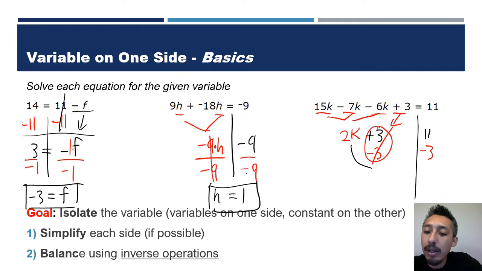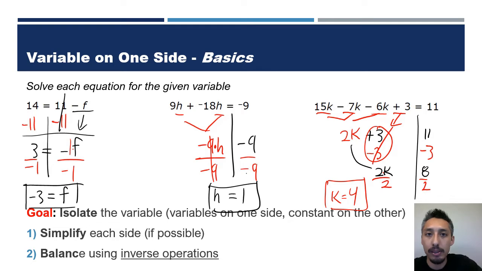Let's go ahead and bring down the 2k from the previous step. And on the right side, 11 minus 3, this is going to give us a positive 8. So we have 2k is equal to 8. And again, we're trying to get rid of that 2 because we want k by itself. This says 2 times k, so the inverse operation would be division. We're going to divide both sides by 2, and this is going to give us an answer of k is equal to 4. And this is your final answer.